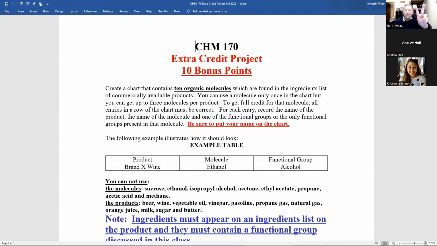Now, if there's more than one functional group in a molecule, which when you start looking at things used in your daily life, that's true, you only have to name one. And as I have an example, the table should look like that. First column, product. Second column, molecule. Third column, functional group. And if we had a brand X wine, you'd see on the label ethanol or ethyl alcohol, and that's an alcohol.